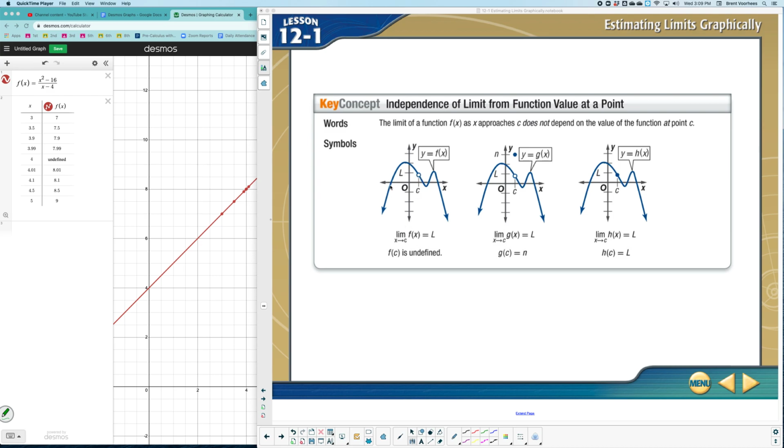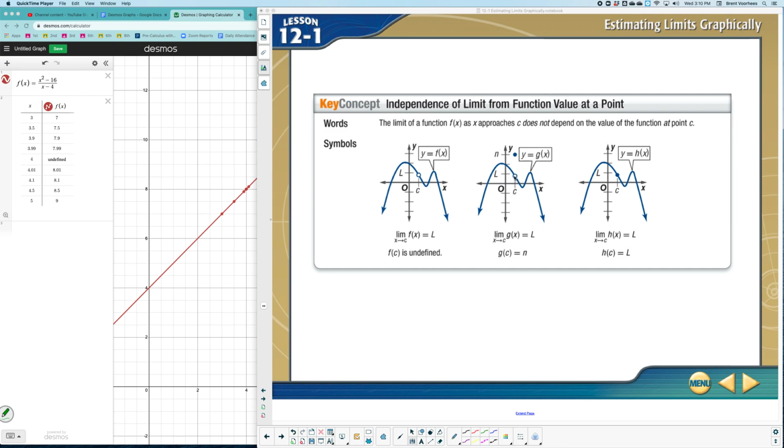As the limit of this function as it approaches the x value of c, the limit would be the value L. Now on this second situation, it's showing you the same thing, but we have the graph itself actually defined way up here at the value n. Well, the limit would still be the value L. Even though the function itself exists at n, the limit would be L because that's where the graph was approaching, both from the left side and from the right side.